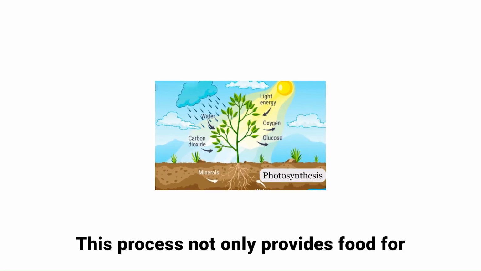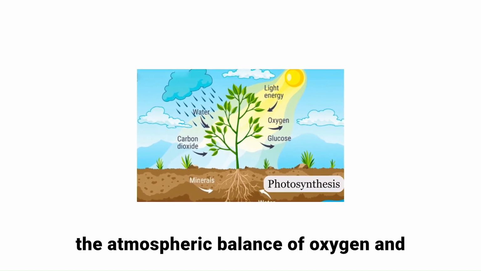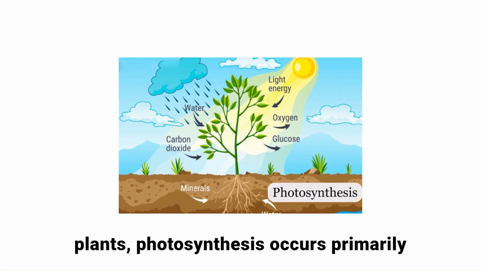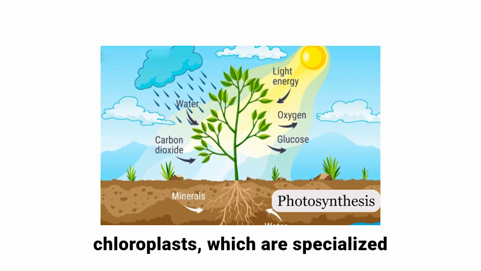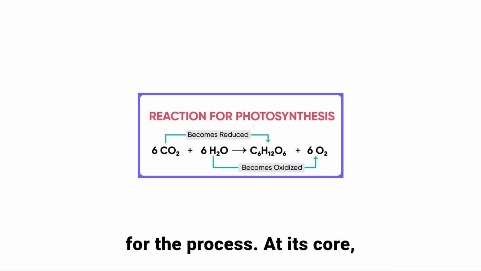This process not only provides food for nearly all life forms but also maintains the atmospheric balance of oxygen and carbon dioxide. In higher plants, photosynthesis occurs primarily in the leaves, particularly in the chloroplasts, which are specialized organelles housing the machinery needed for the process.